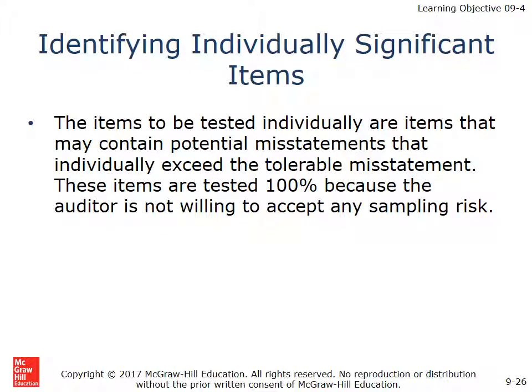So, identifying the individually significant items. The items to be tested individually are items that may contain potential misstatements that individually exceed the tolerable misstatement. So these items are tested 100% because, the auditor says, there's no sampling risk involved with these.